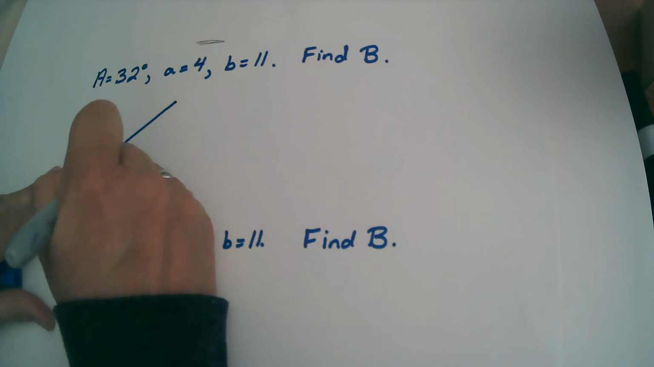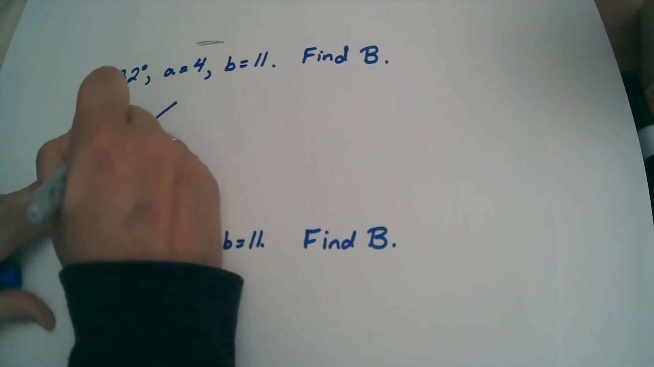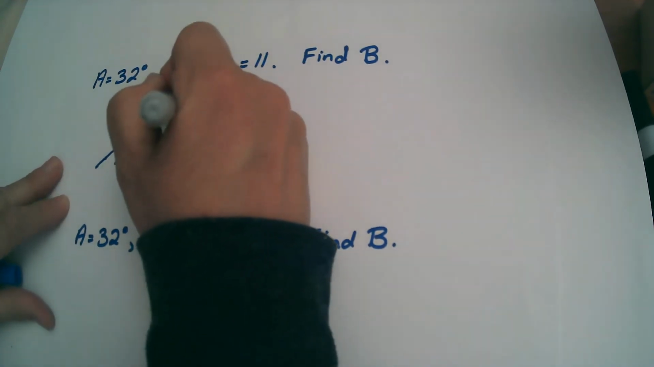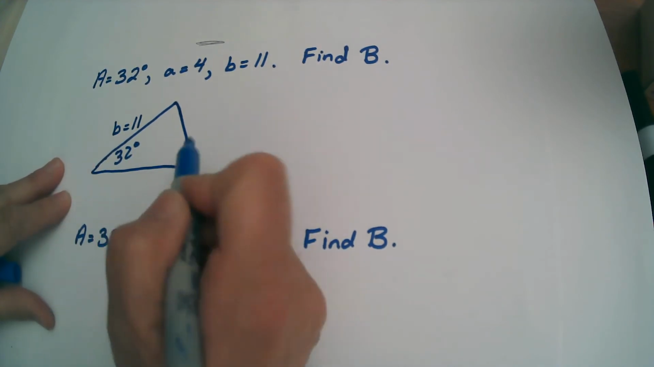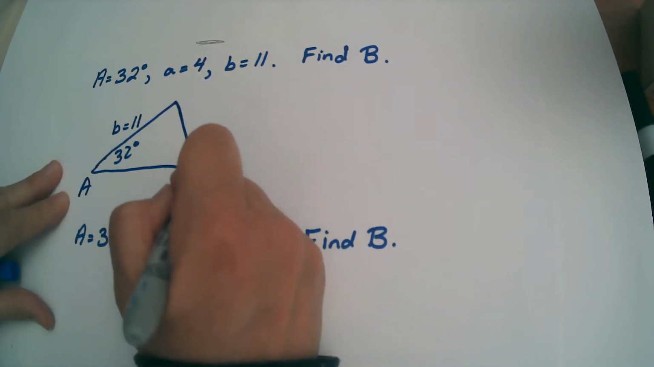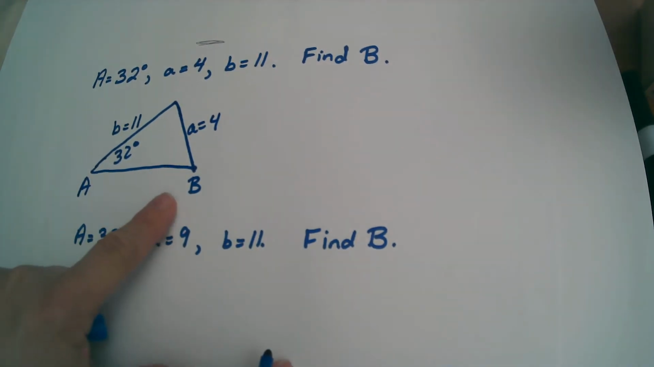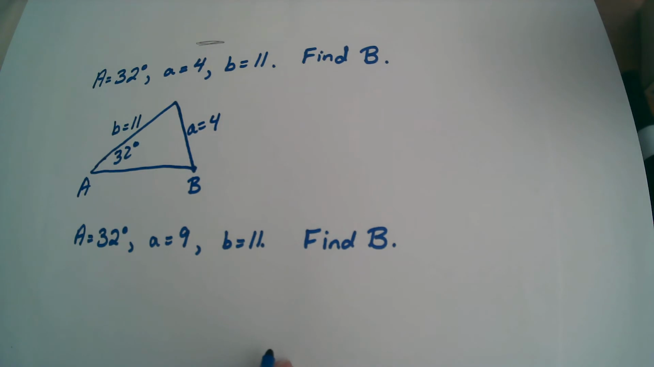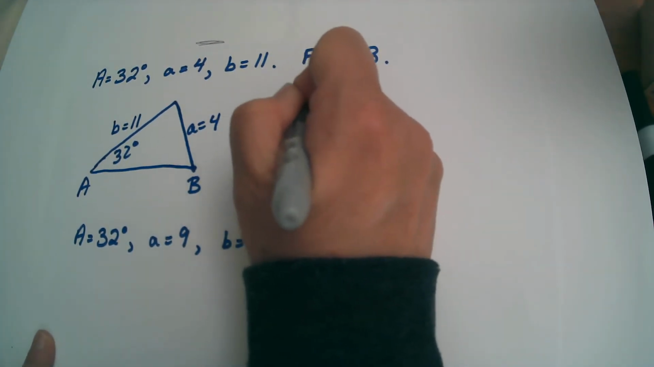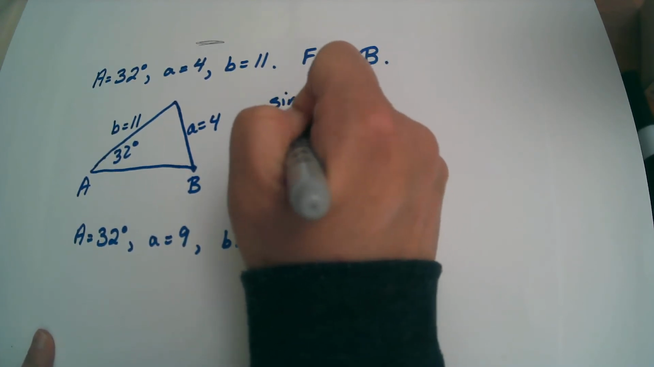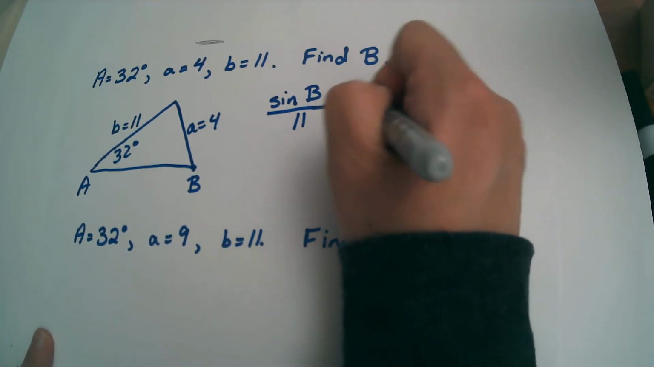So here's my 32 degree angle, and side B is 11. And now side A is shorter, it's only 4. So here's angle A, here's angle B. And again, our task is to find angle B, but we'll set it up much like we did the previous one. So we have the sine of B over 11 equals the sine of 32 degrees over 4.